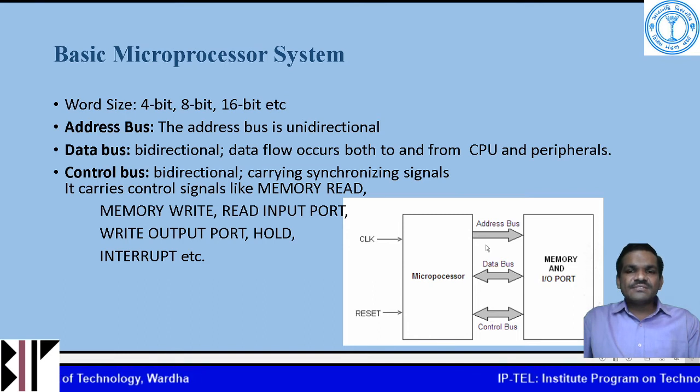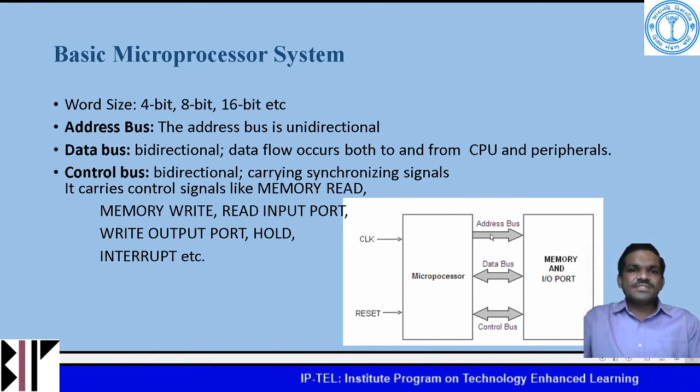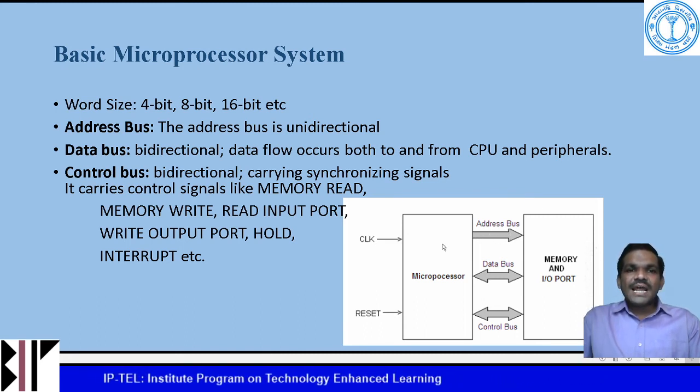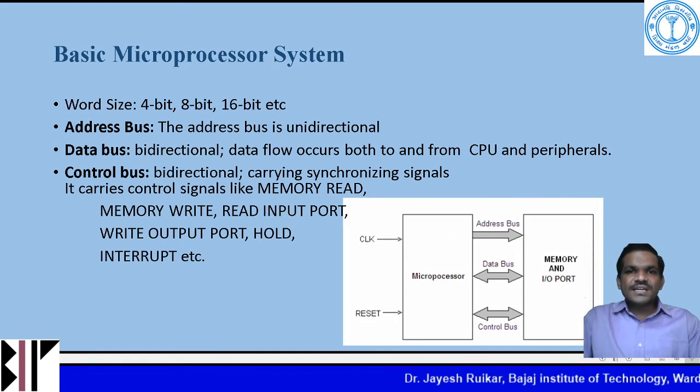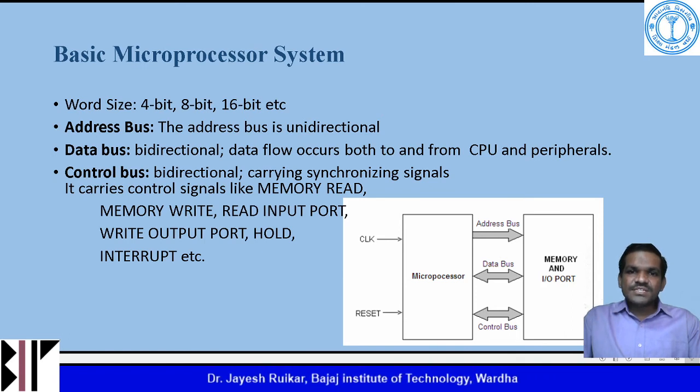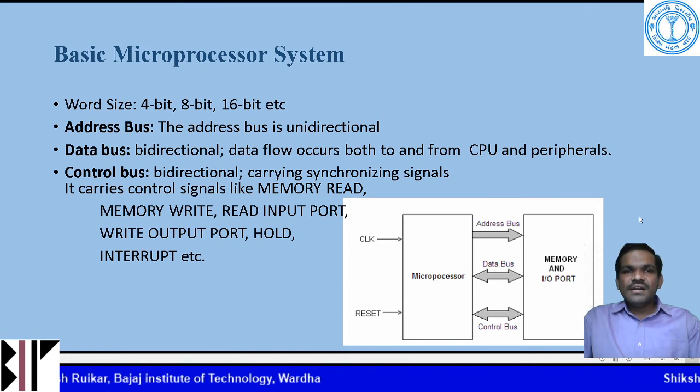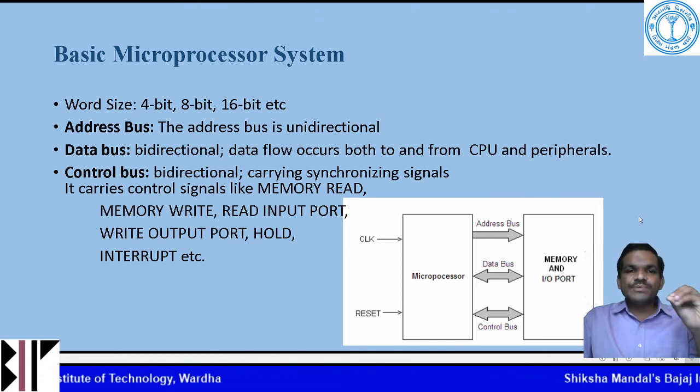When we talk about the address bus, it is unidirectional, and it is used by the CPU, or you can say the central processing unit, to send the address of the memory location which is to be accessed.